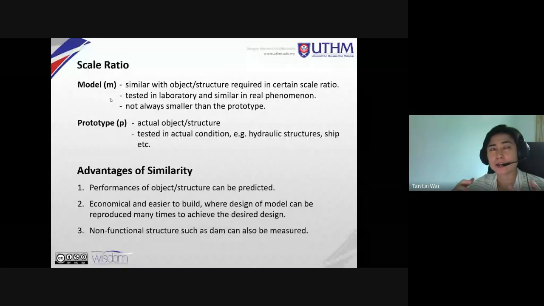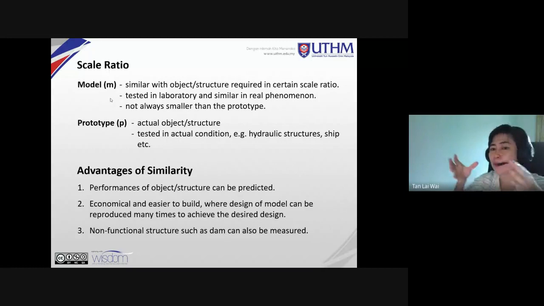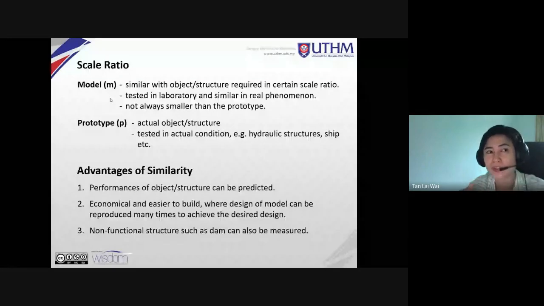And then, for example, a larger model could be used. The easiest example I could give you would be these electronic chips, right? Our handphone, the chip is so small. So if you want to build a model, you could have a larger one, so you can test on it. Then, once you have all those characteristics tested, you can scale it down back to the prototype or the actual structure itself.